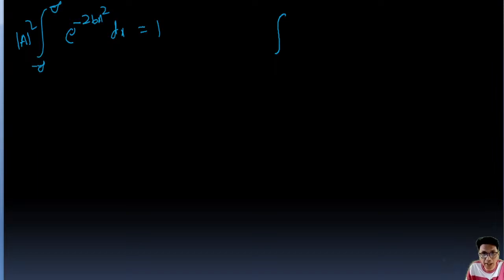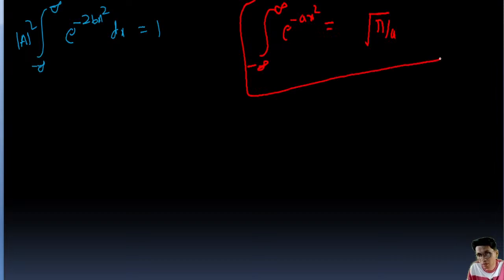I'm writing it with a red pen actually. It's very important. Note down and memorize it. You can solve very complicated integrations easily if you know this formula. Integration minus infinity to plus infinity of e to the power minus ax square is always equal to pi upon a. Very important, note down.